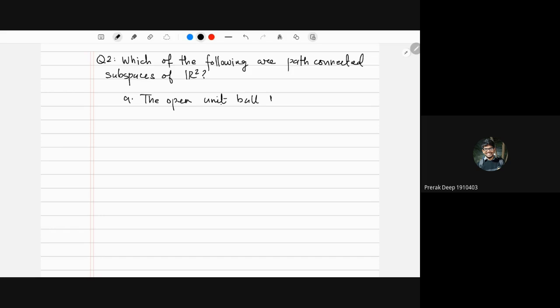So the open unit ball B(0,1) is centered at the origin. This is shorthand notation for (0,0), and 1 is the radius of the ball. D is the metric in R2, the usual metric, so you don't need to worry about it. Option B is the closed ball. I have already discussed the notation. In this case the ball is open, and when I put a bar on top of it, it is a closed ball. That means the boundary of the ball is also included.